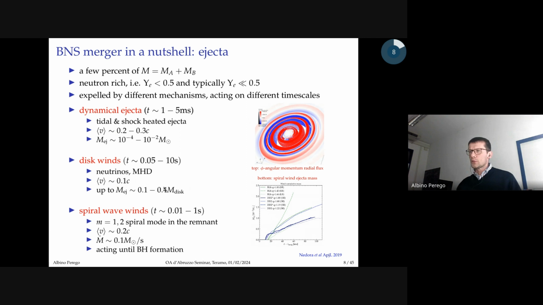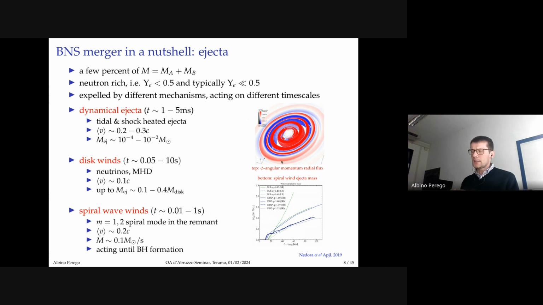Recently, we have also started to perform another set of simulations that showed another kind of ejecta, which is actually, I would say, a special case of the so-called disk winds, but has a very different physical origin. We call it spiral wave wind ejecta. They happen more or less on a similar timescale, maybe a bit earlier. And the reason is the following.